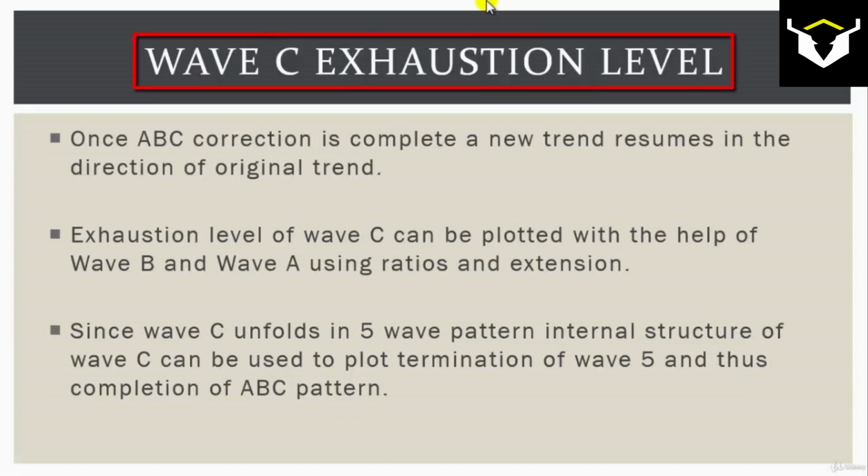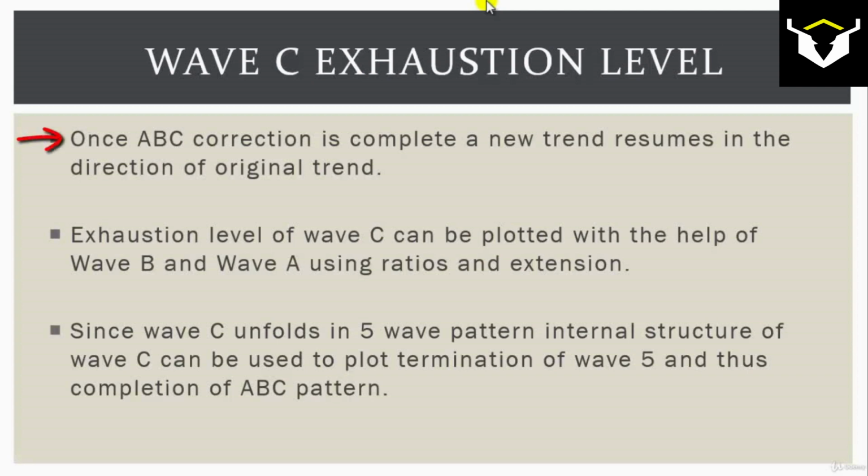We learned about wave 4 exhaustion levels, and we learned on chart how we can plot Fibonacci extension ratios and use oscillators to understand levels where wave 4 might terminate and make an entry to exploit the new trend. Let's go ahead and learn about the wave C exhaustion level. Once an ABC correction is complete, a new trend resumes in the direction of the original trend. The exhaustion level of wave C can be plotted with the help of wave B and wave A using ratios and extensions. Since wave C unfolds in a 5-wave pattern, the internal structure of wave C can be used to plot termination of wave 5 and thus completion of ABC.